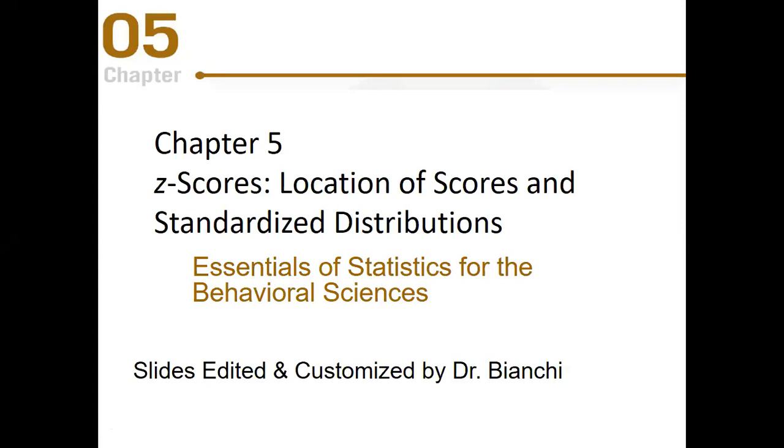In this chapter, we're going to be learning about how we can take any raw score on a test or an assessment and convert it into a standardized score. Now, there are several advantages of doing this, and we'll talk about what those are. But just to get going here, we're going to be completely focusing on z-scores, standardized scores. And this whole process is going to allow us to locate scores in standardized distributions.